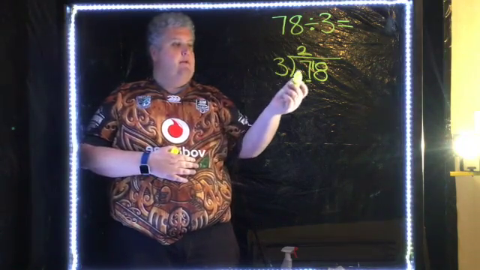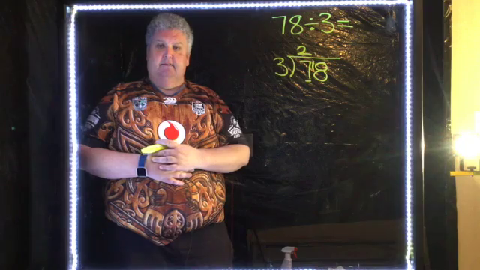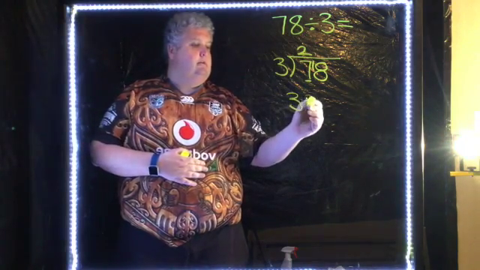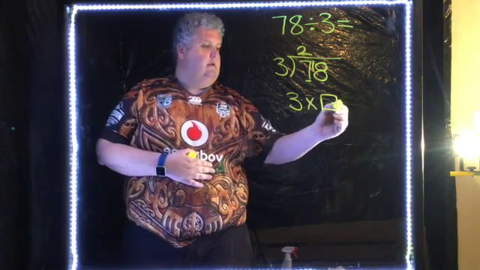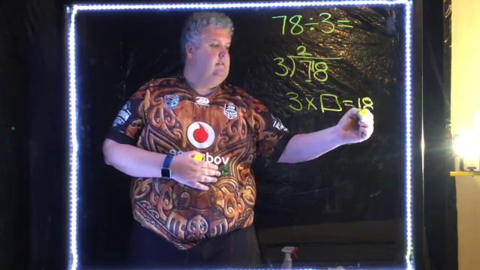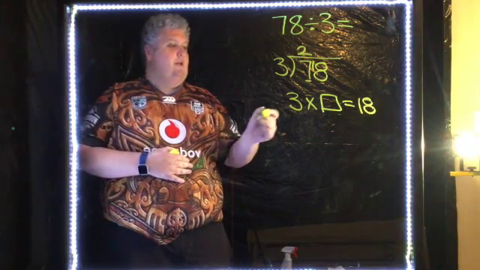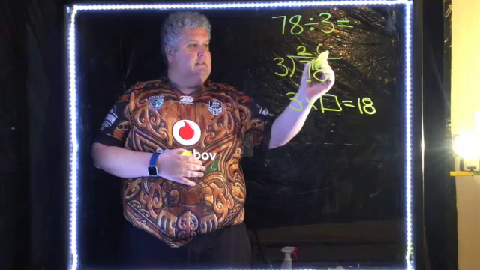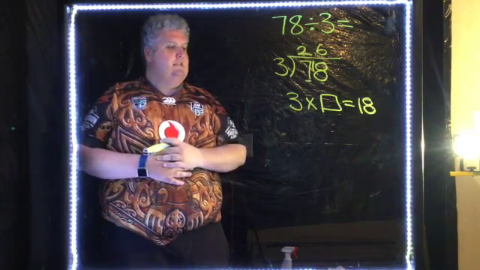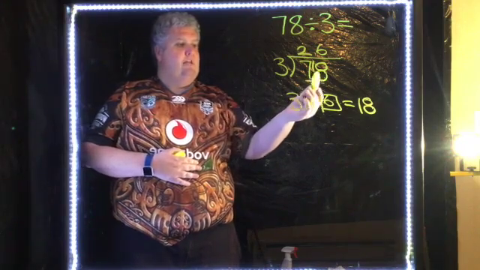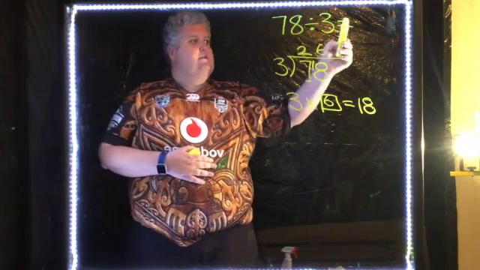Now, how many 3s in 18? 3 times what equals 18. Of course, because you're all very good at your times tables, you know that 3 times 6 is equal to 18. So our answer for 78 divided by 3 is equal to 26.